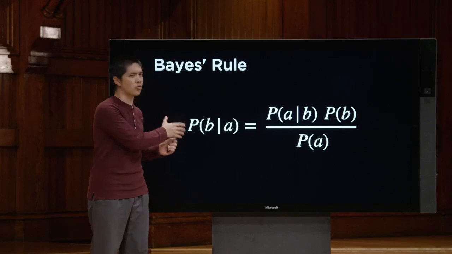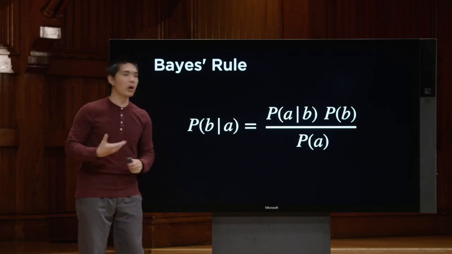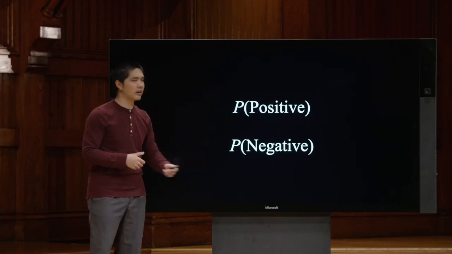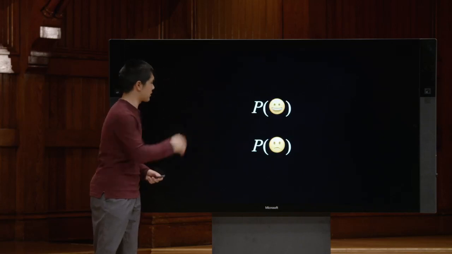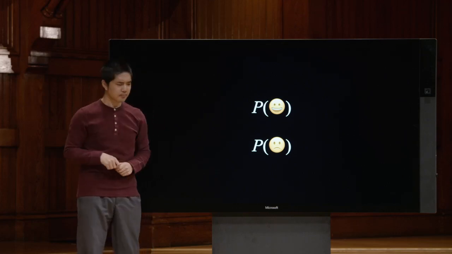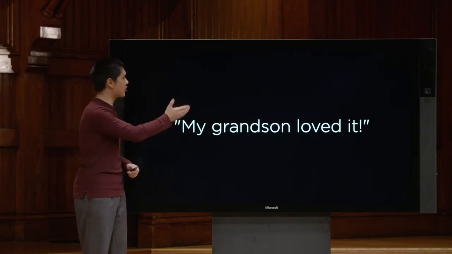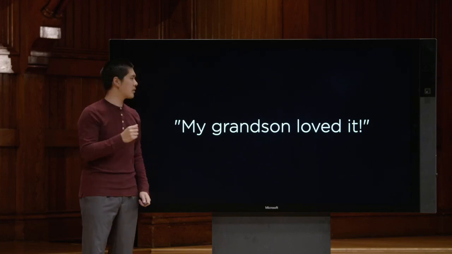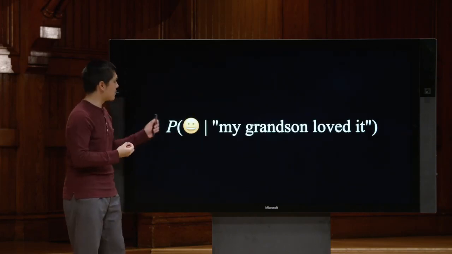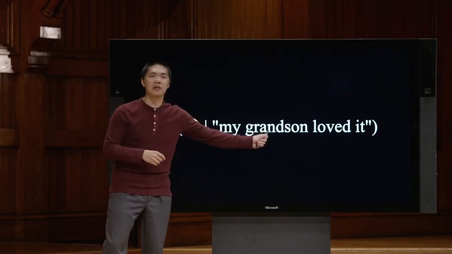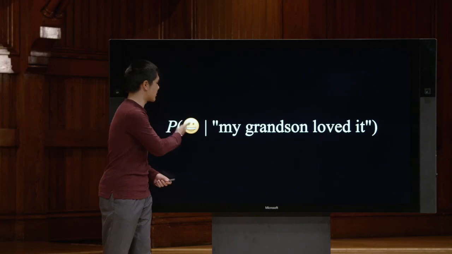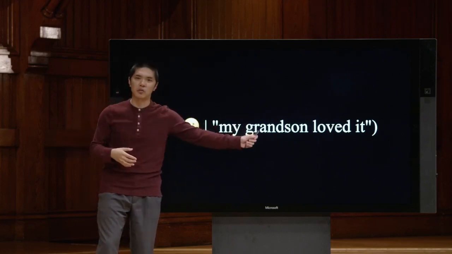So how are we going to use this rule to be able to analyze text? Well, what are we interested in? We're interested in the probability that a message has a positive sentiment and the probability that a message has a negative sentiment, which I'm here for simplicity going to represent just with these emoji, happy face and frown face, as positive and negative sentiment. And so if I had a review, something like "my grandson loved it," then what I'm interested in is not just the probability that a message has positive sentiment, but the conditional probability that a message has positive sentiment given that this is the message, "my grandson loved it." But how do I go about calculating this value, the probability that the message is positive, given that the review is this sequence of words?